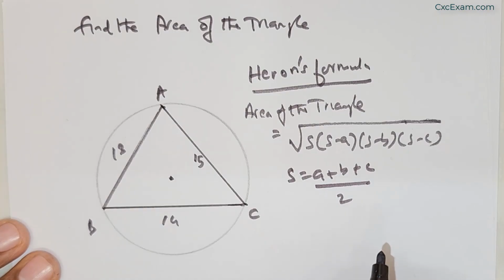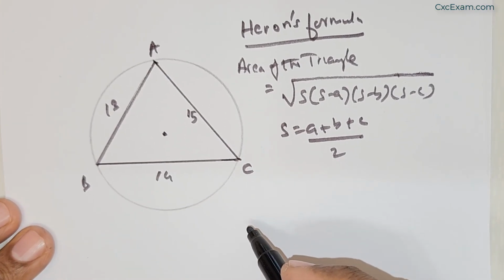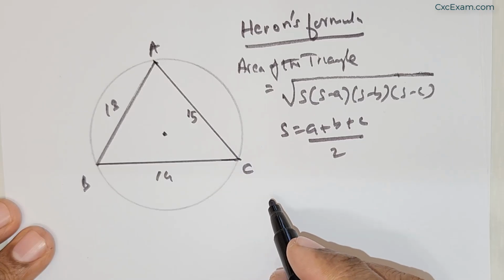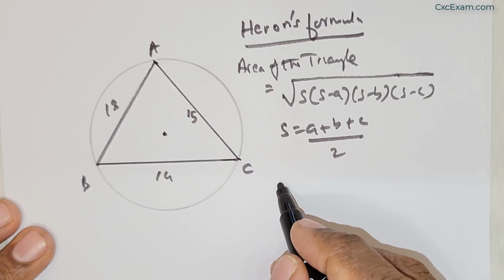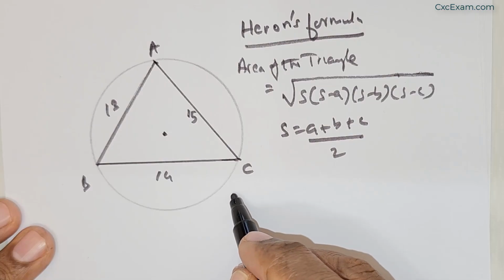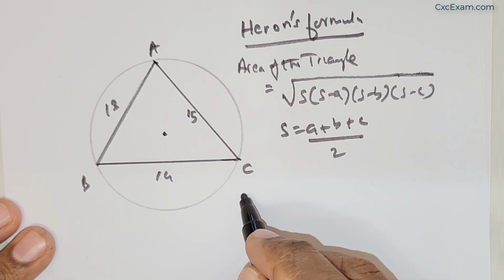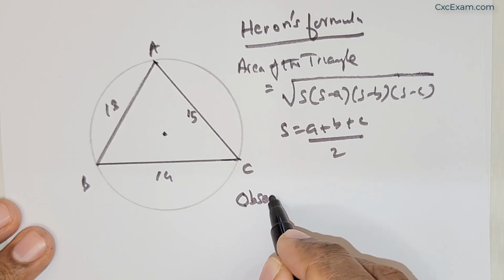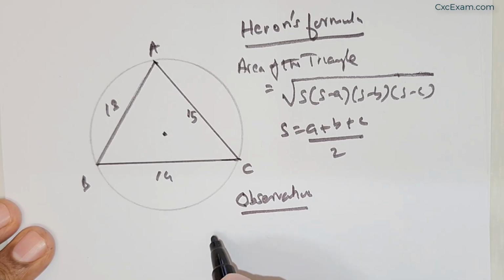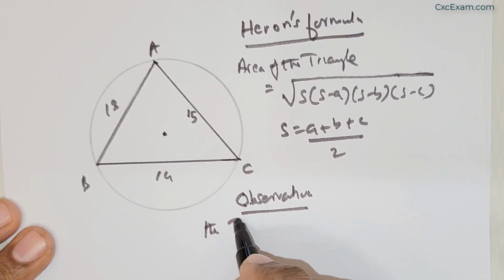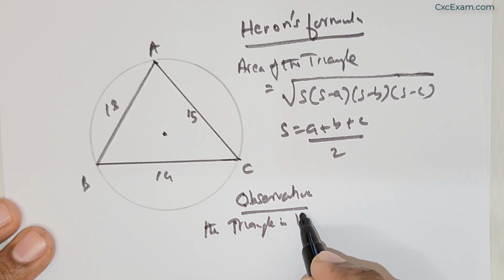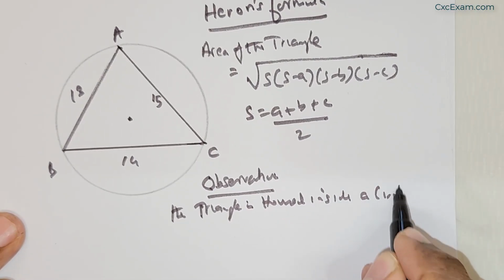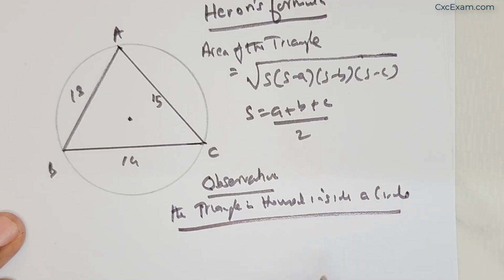Now, you will be seeing the triangle is inside the circle, so that's an observation. So the observation that I would like to give here is the triangle is housed inside a circle. Now this is important. Why is this important?